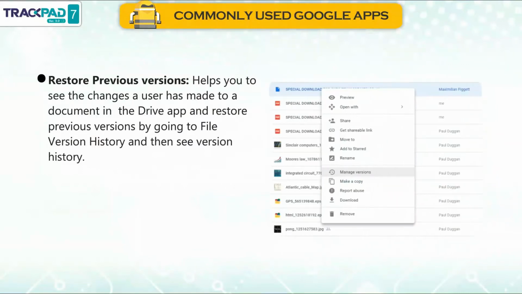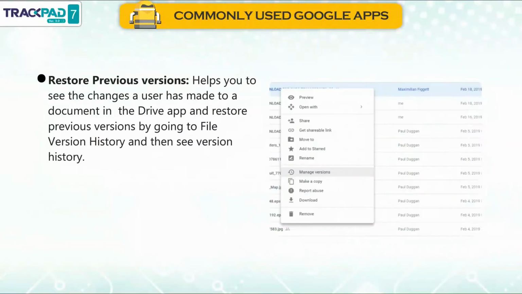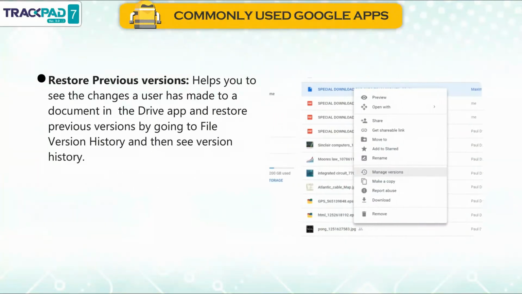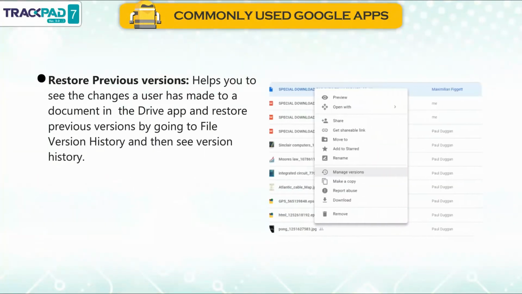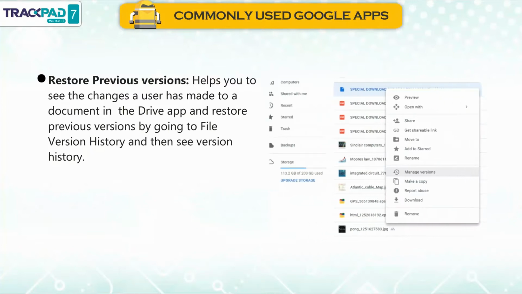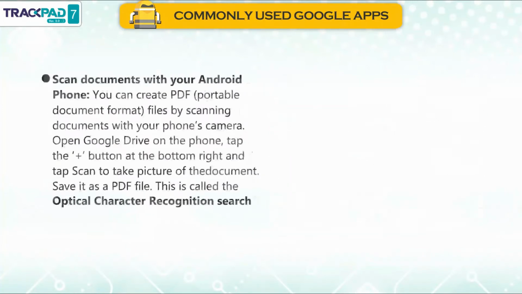Helps you to see the changes a user has made to a document in the Drive app and restore previous versions by going to File, Version History, and then see Version History.